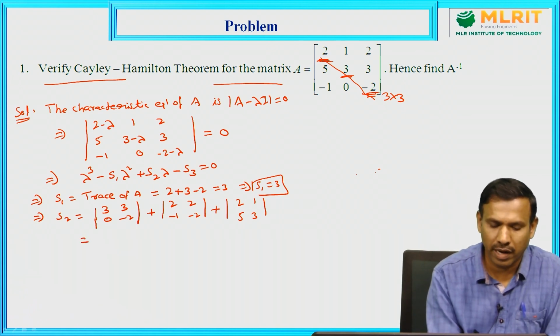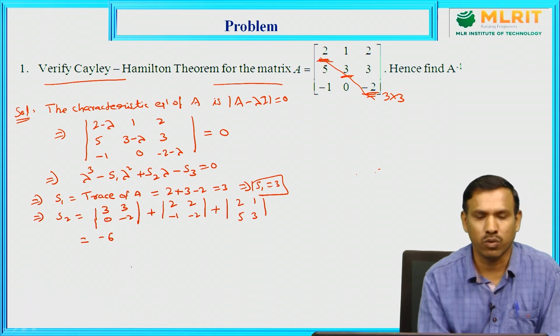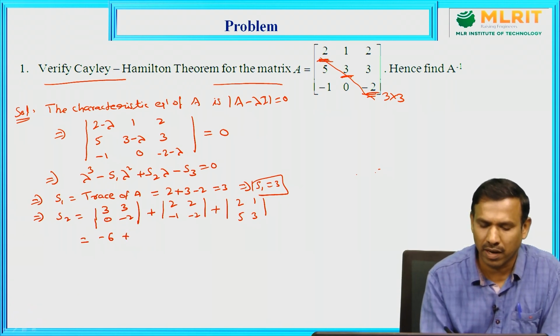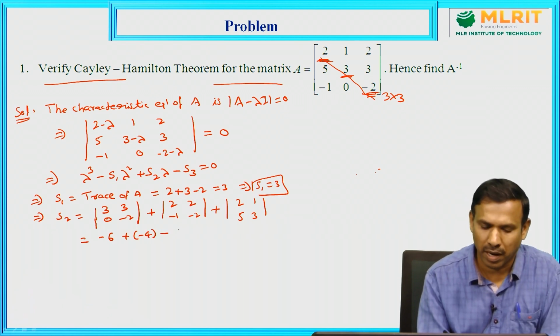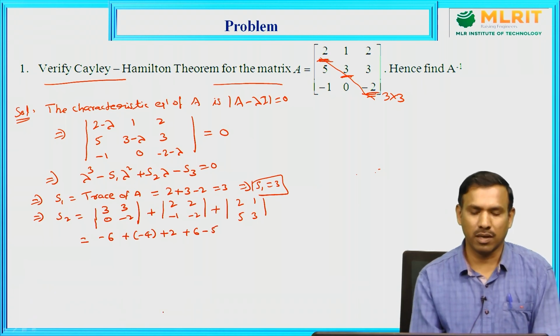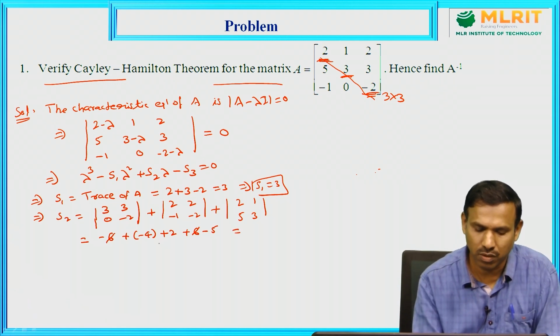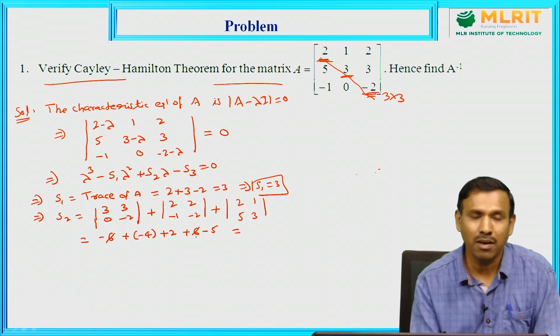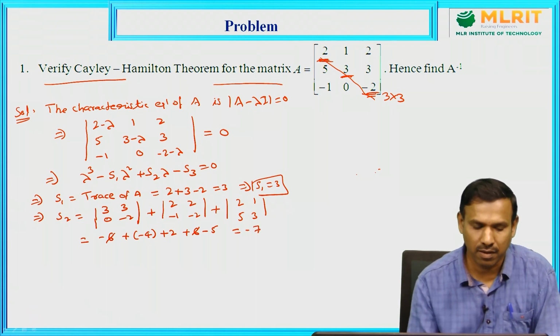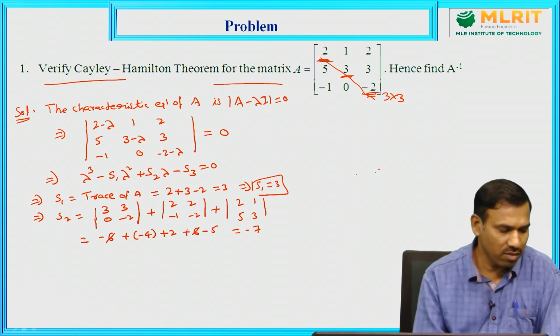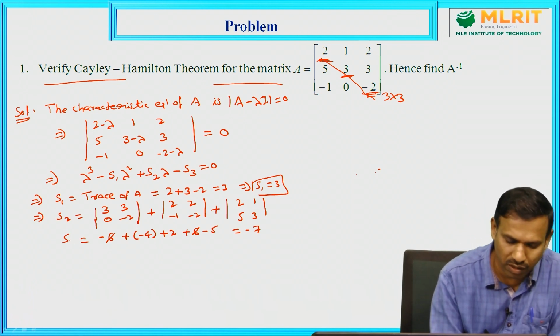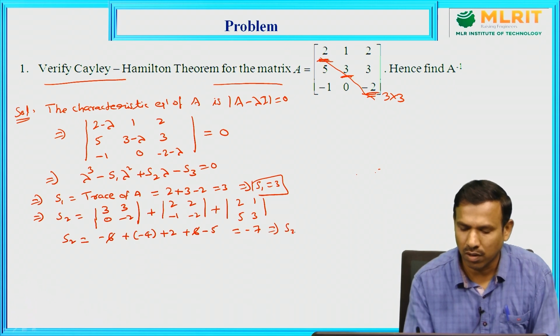So 3 into minus 2 minus 6, 0 into 3 is 0, plus 2 into minus 2 minus 4. Next, minus 1 into 2 minus 2, minus of minus, plus 2, plus 5, 2 into 3 is 6, 6 minus 5. So here plus 6 minus 6. What is left over? Minus 4 minus 5 is minus 9, plus 2 gives minus 7. That is the S2 value, minus 7. These are the values of S1 and S2: S2 is equal to minus 7.